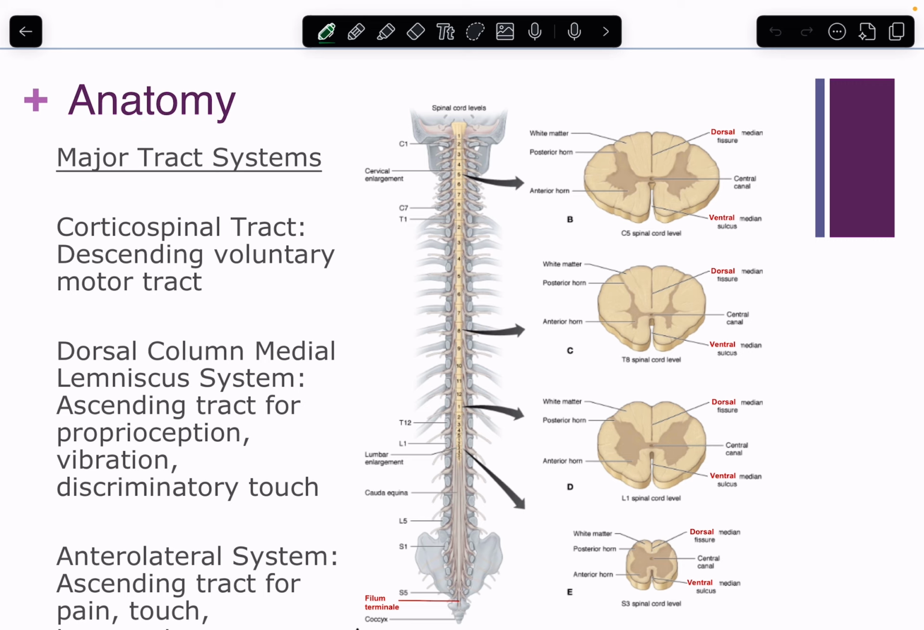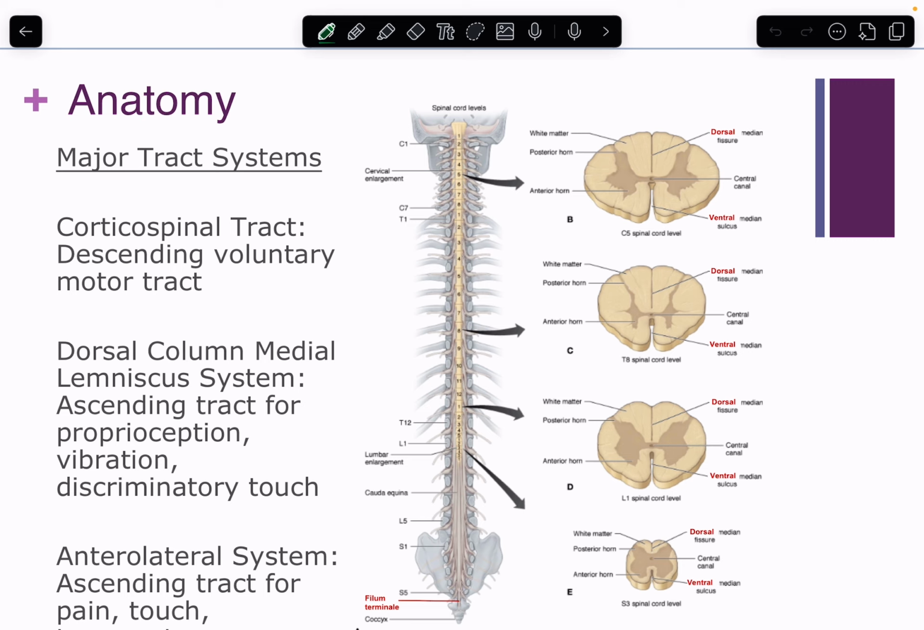So the second major tract system is your dorsal column medial lemniscal system. So the function of this system is primarily responsible for carrying sensory information related to your fine touch, vibration, proprioception, which is the awareness of body position and pressure. It plays a critical role in providing the brain with detailed sensory information. So, what's the other name for your dorsal column medial lemniscal system? This is your dorsal column.